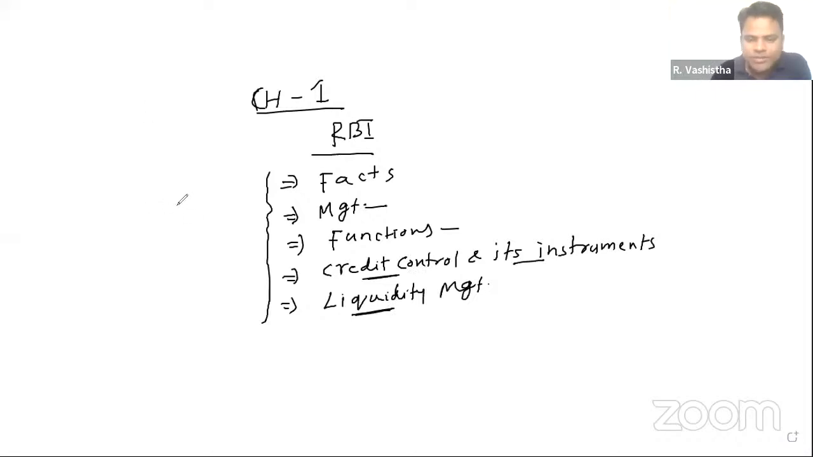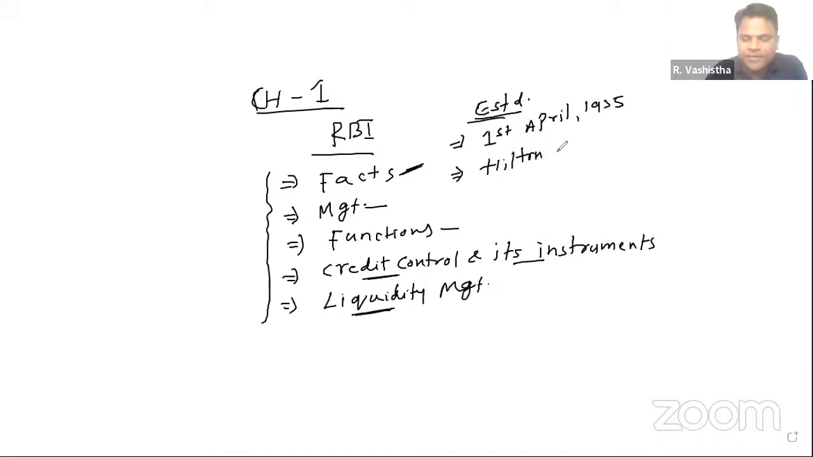So let's begin this chapter from the very basic facts relating to RBI, right? So far as some facts are concerned, the first may be with respect to the establishment of RBI. You must know that Reserve Bank of India was established on 1st of April, 1935. It was established on 1st of April 1935 on the basis of suggestion of a committee which is called Hilton Commission. It is Hilton Commission that gave advice to the government of India then that there has to be a central bank in the country. So this is called Hilton Commission.